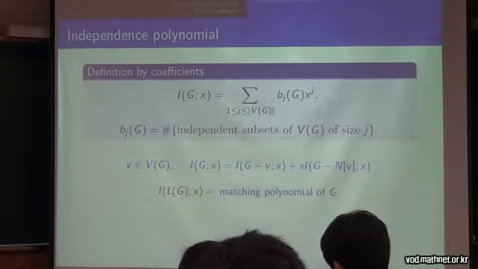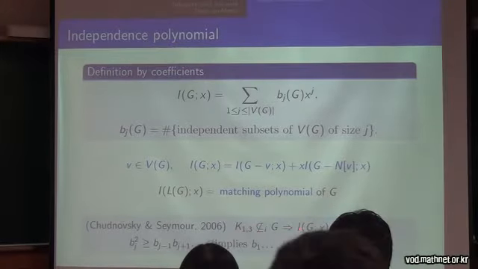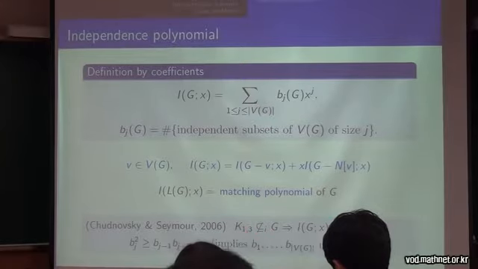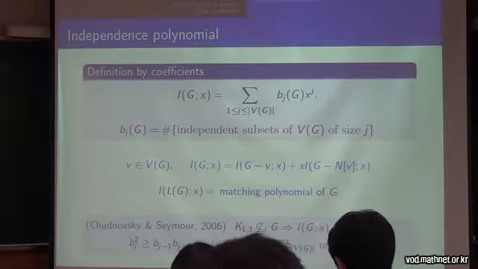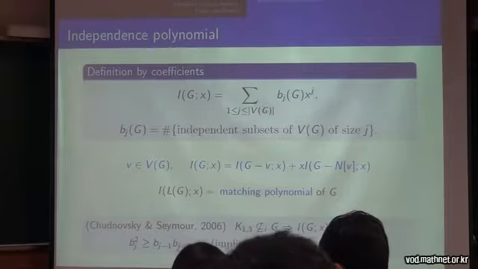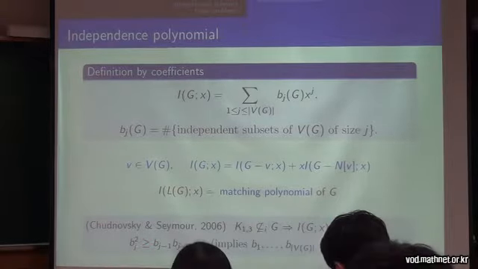It was used to prove a result about the roots of the polynomial by Chudnovsky and Seymour in 2006. They showed that for a claw-free graph, a graph without K_{1,3} as an induced subgraph, this polynomial has real roots. And a very useful consequence of this property of having real roots is something due to Newton, and that is that you get this convexity of the coefficients. In particular, that the coefficients are unimodal.